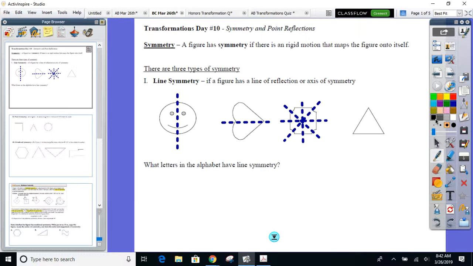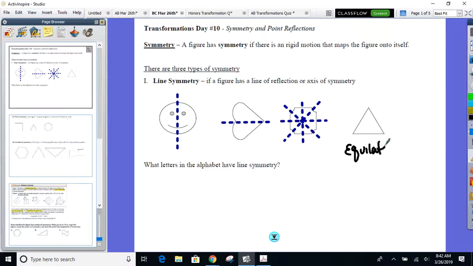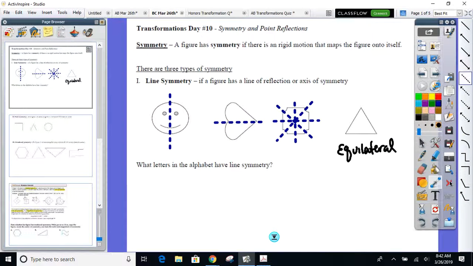Now I will tell you that this is an equilateral triangle. Are there lines of symmetry here? I think most of you would draw that one in first. So basically, what are they acting as, really? Angle bisectors. Yep. Those are the lines of symmetry, the angle bisectors.